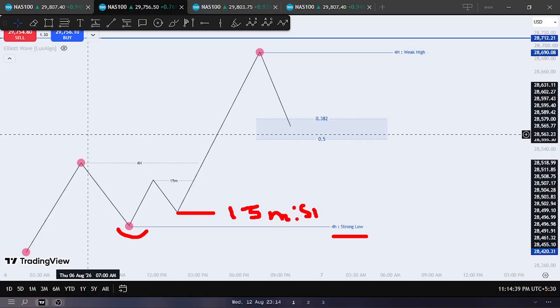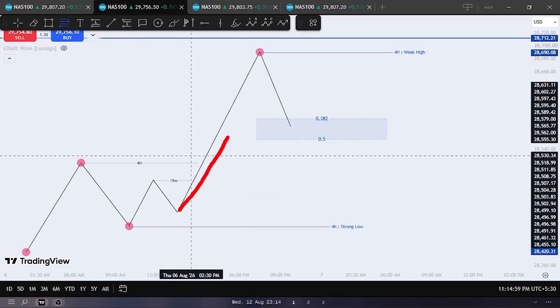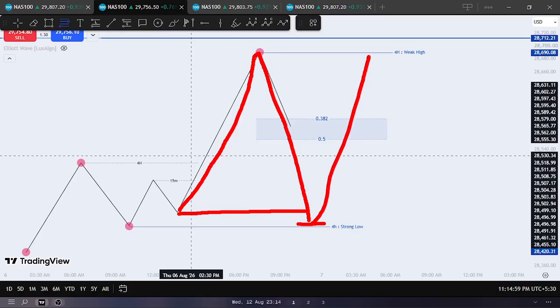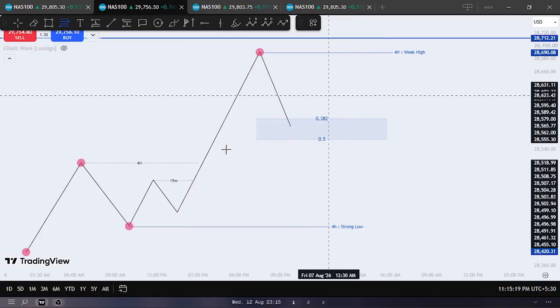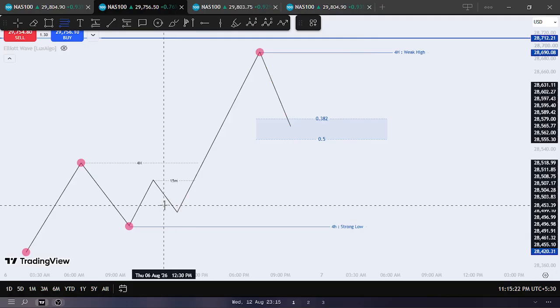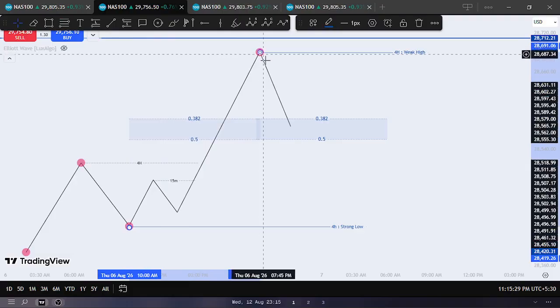Nothing crazy, but you do as always. Since you cannot wait for that structure shift, because the structure shift would need to come all the way down here, break this and then go up. That is a very distinct possibility that can happen, but it is very rare. And since we know that a structure shift is not the only way to identify a pullback, we go by the low and then we go by the high.